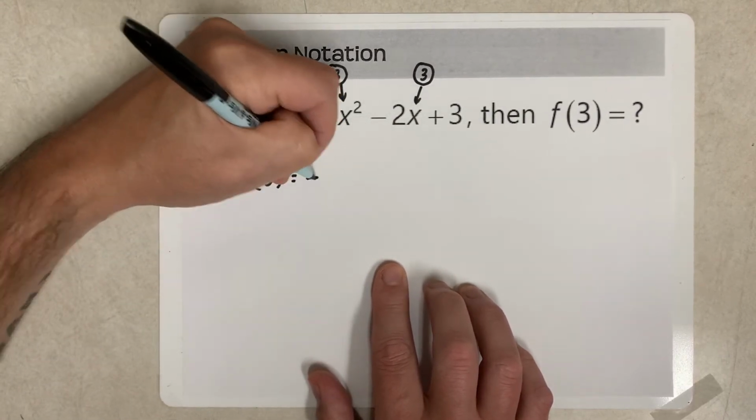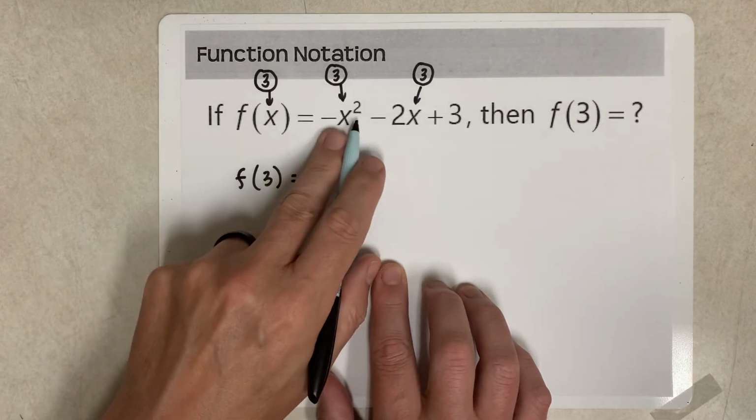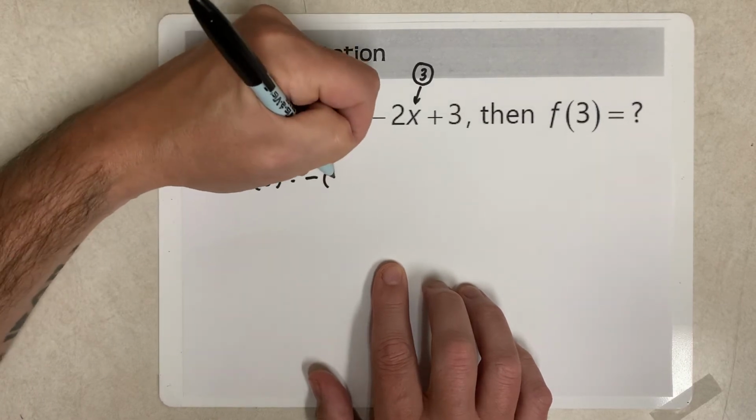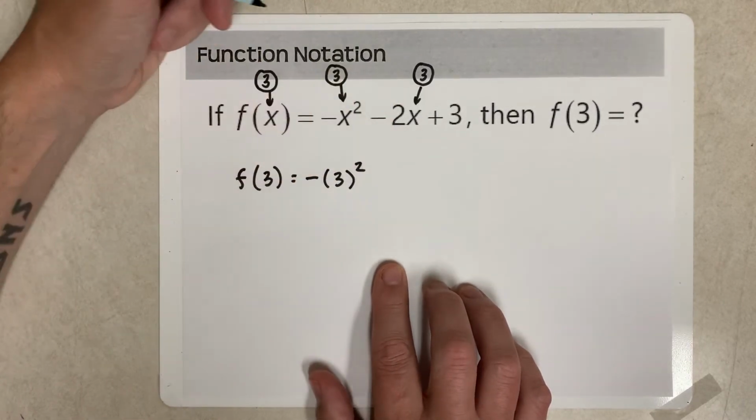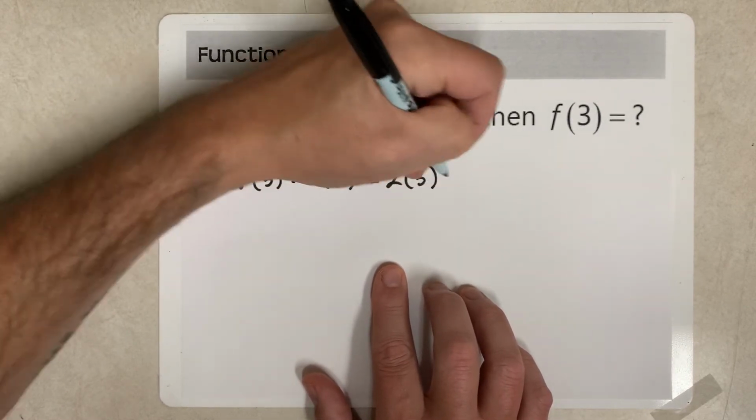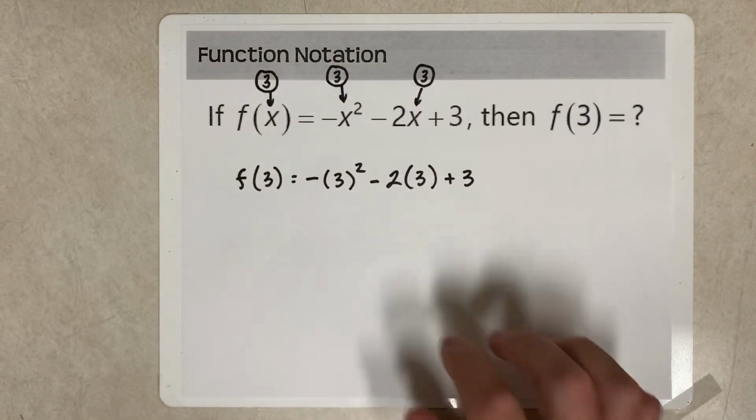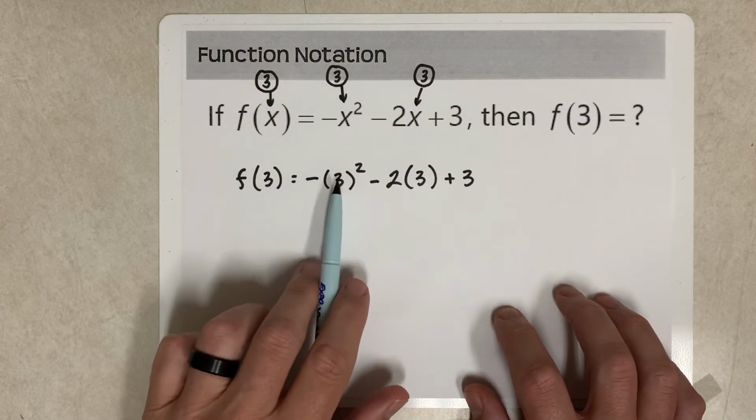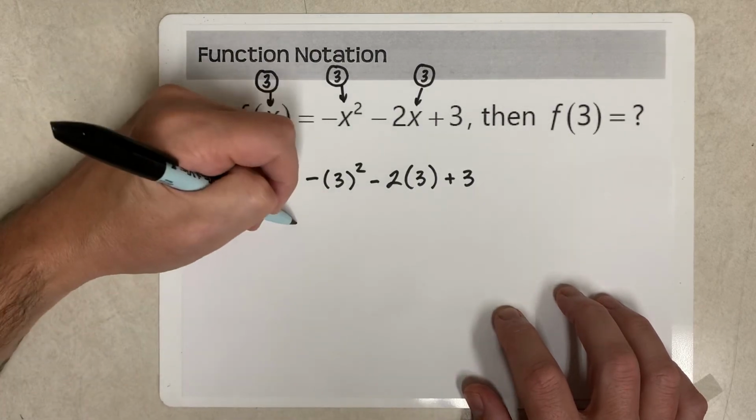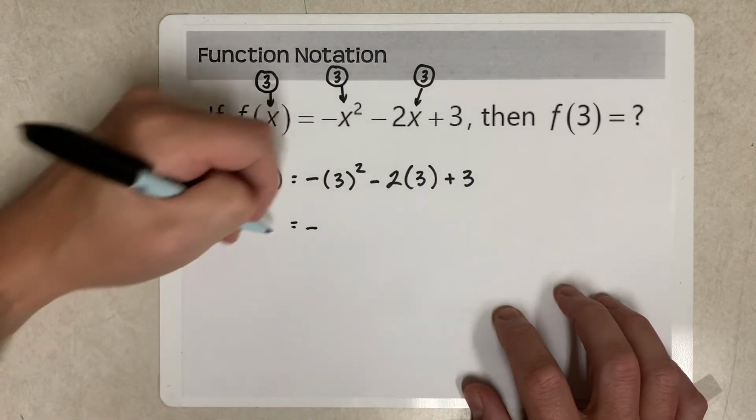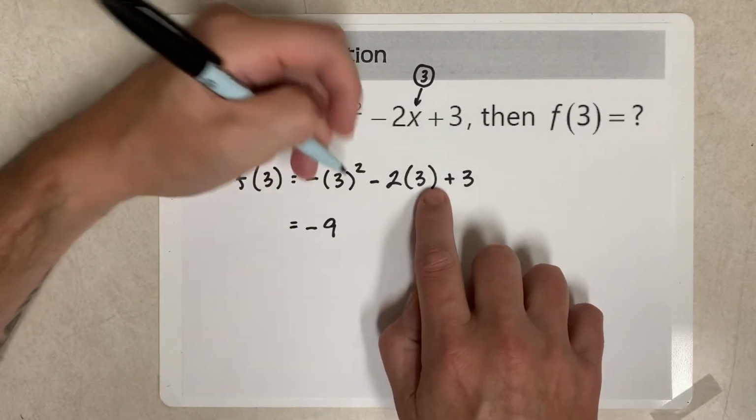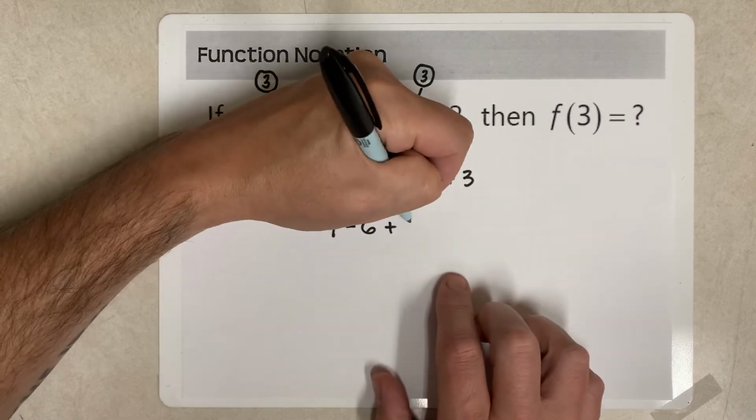F of 3 equals. Now that negative is outside that x squared. That's going to be critical. That does not go in parentheses, that negative. The 3 does though. I'm going to put that in parentheses. So when in doubt, use parentheses. Minus 2 times 3 plus 3. All right, order of operations, I got to do that first. 3 squared, not negative 3 squared, but just 3 squared. So the negative is still going to be there after you square that 3. Critical. 3 squared is 9. Now I can do this, negative 6 plus 3.